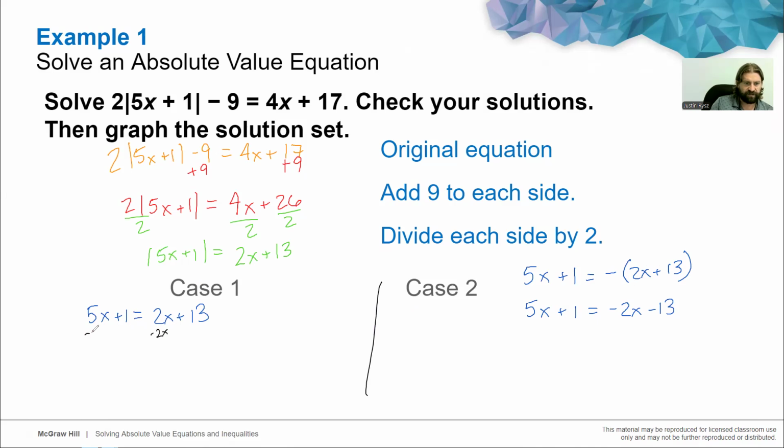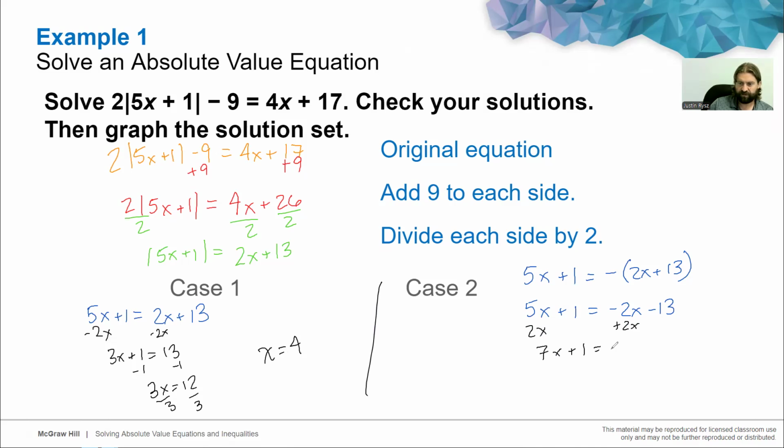So we subtract the 2x over here, we get 3x plus 1 is equal to 13, subtract the 1, 3x would equal 12. If we divide by 3, we get one solution of x equals 4. On the other side here, we're going to do the same thing, except we're going to add 2x over.